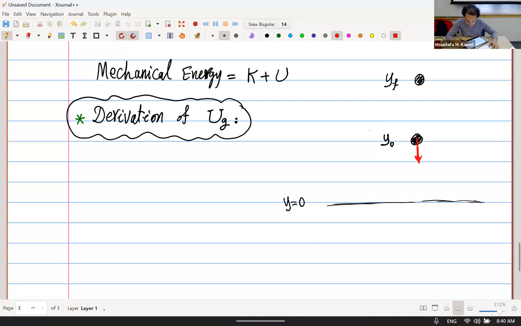Gravity is acting on the ball, right? And there is the force of your hand upwards. So let's call it F sub U. For simplicity, let's assume the ball is going up at constant speed.